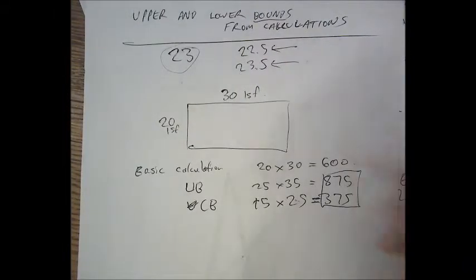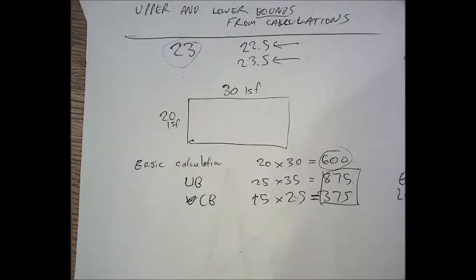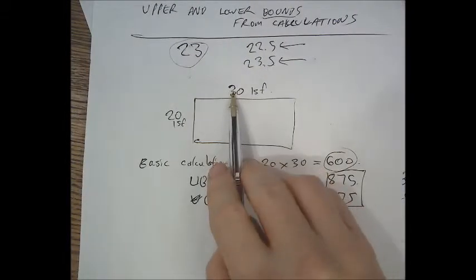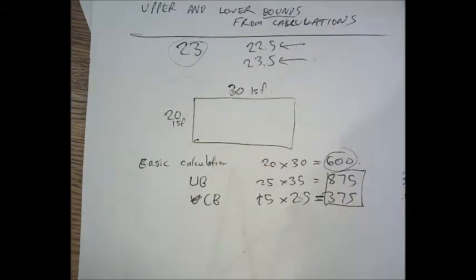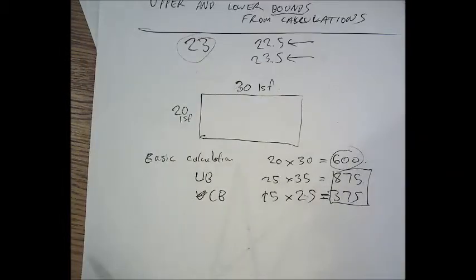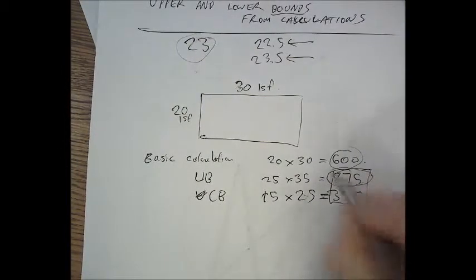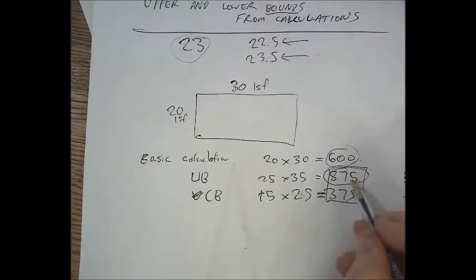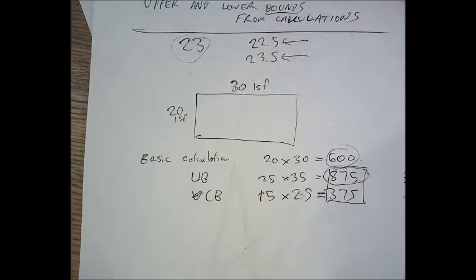Okay? This expresses the fact that your basic answer, of course, is 600 for the area, but for all you know, it could be anything up to 875, because you don't know that that 30 was actually a 30. It might have been 34. And you don't know that that 20 was actually a 20. It might have been 23. So you could have had 23 times 34. And what this does is it says that the worst that can happen is that it was 875 instead of the 600 that you thought it would be.